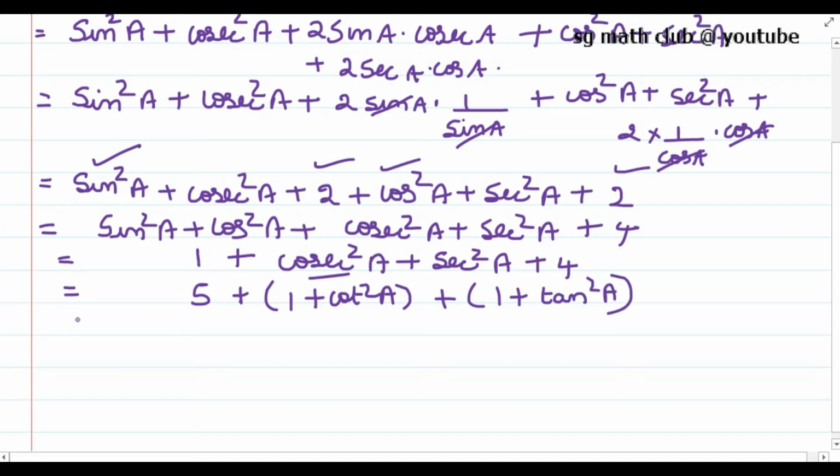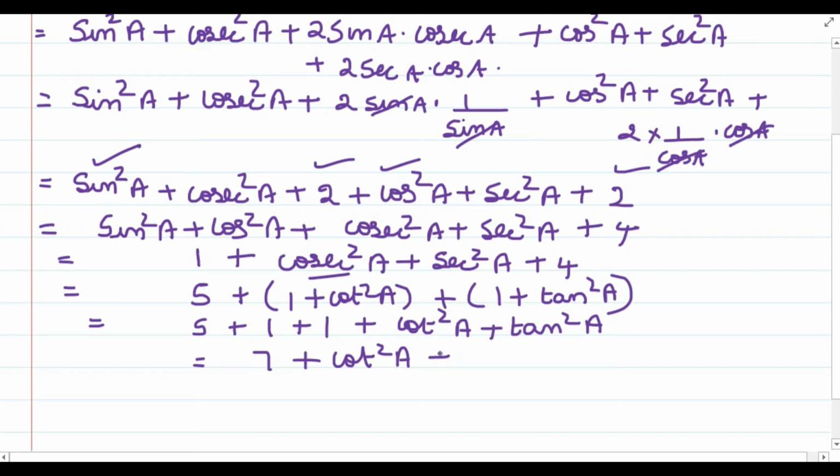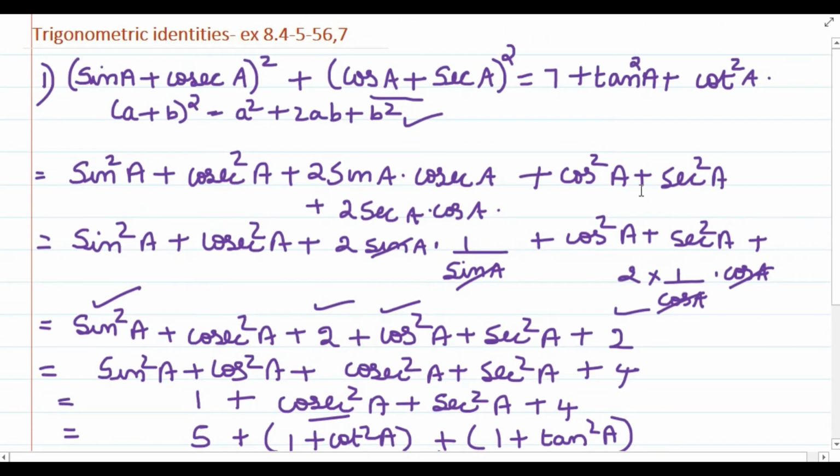So all the three trigonometric identities we have used in this problem. Now 5 plus 1 plus cot square A plus 1 plus tan square A, which is equal to 5 plus 1 is 7 plus cot square A plus tan square A. That is equal to our right hand side. You can see our right hand side is equal to 7 plus tan square A plus cot square A.